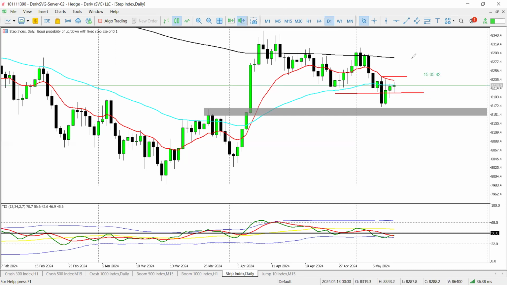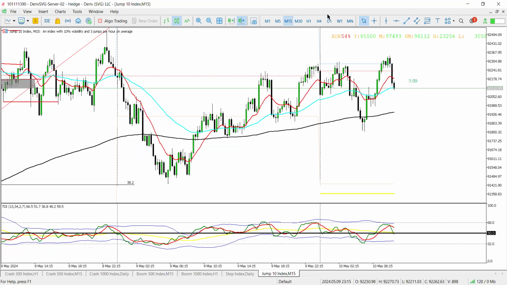We also had this zone marked out. Price came, closed, but we didn't have a follow through again. But this zone is still open for price to actually come back and bounce, maybe push up. But in this area here, there's no setup because price is trading tightly within dynamic support and resistance zones. So on step index, I do not have anything today.